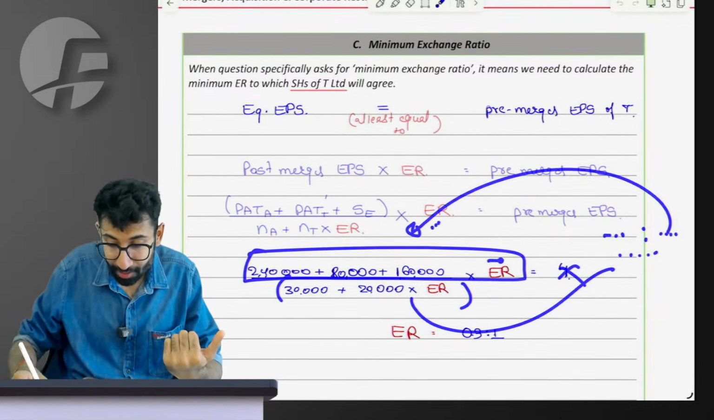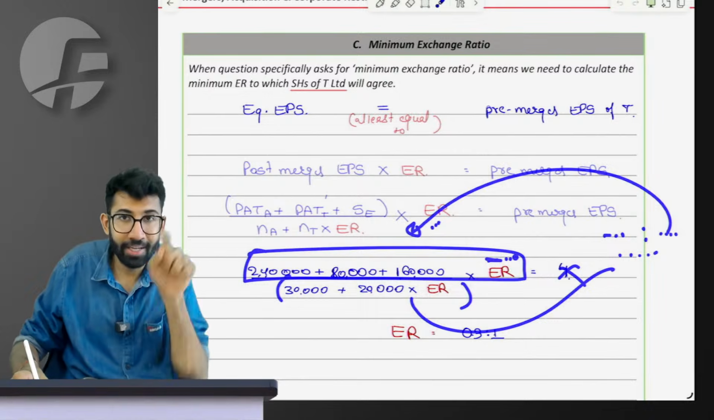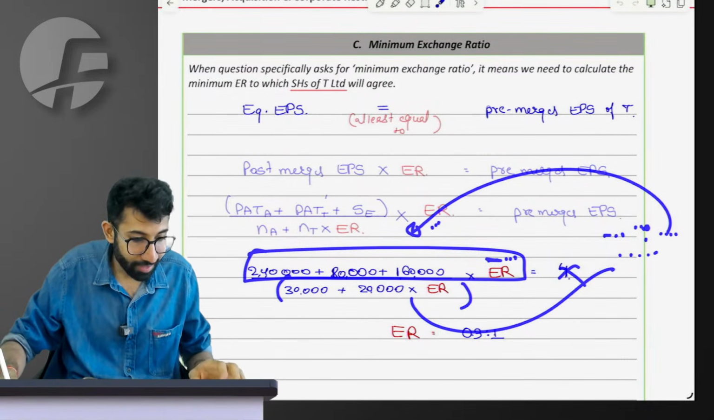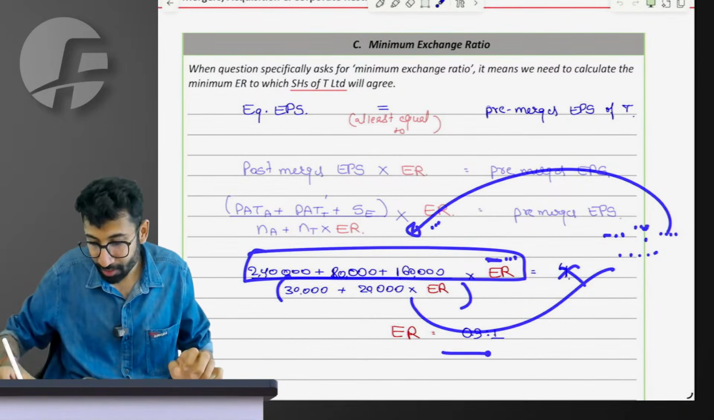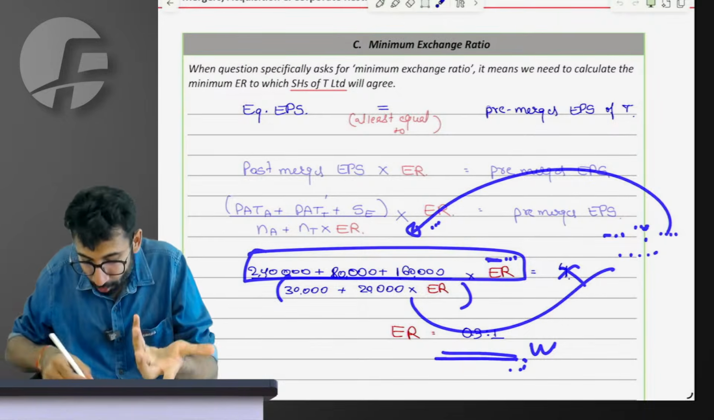So we will bring 20 exchange ratio to the LHS. Why? Because here we already have an exchange ratio. So 120 minus 20 gives you 1 lakh exchange ratio is equal to 30. So exchange ratio is equal to 30 divided by 1 lakh, which gives me 0.3.